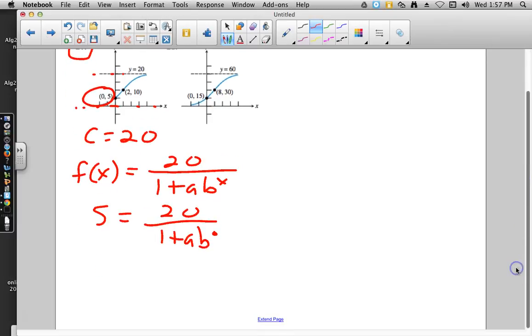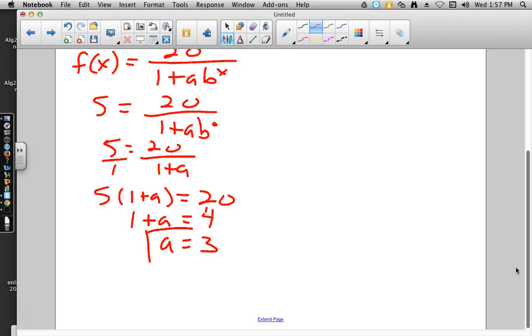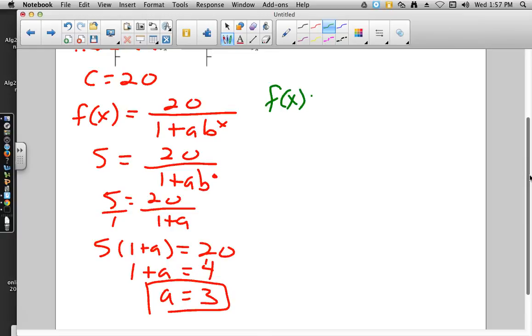And of course, anything to the 0 power is 1. So that will just give me 5 equals 20 over 1 plus A. Slap a 1 underneath and do some cross multiplying. And then we can divide both sides by 5 and subtract 1. And we get a nice value for A of 3. So we go back and we think, well, what do we know so far? Well, we have f of x equals 20 over 1 plus 3 times b to the x.